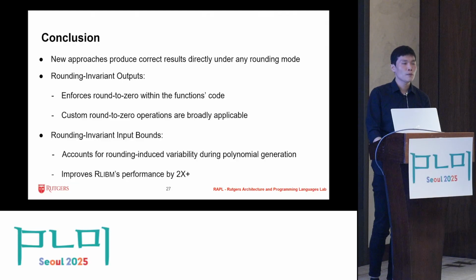Now, round to zero is an efficient rounding mode used across various domains of scientific computing, so we believe that our custom operations can be broadly applicable aside from just developing math libraries. And our second method, rounding invariant input bounds, accounts for rounding-induced variability during the polynomial generation process. The resulting functions do not require any explicit rounding mode switches or any extra operations to produce correctly rounded results. Using this method, we have been able to improve the performance of our library by over 2x.